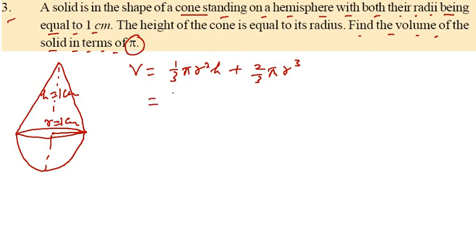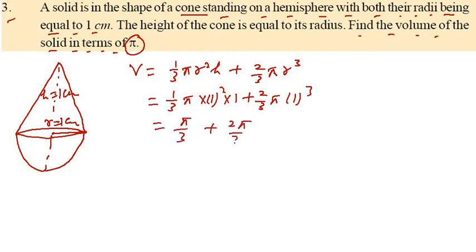Now we have to put the values. So 1/3 pi, r is 1, so 1 square, h is also 1, and 2/3 pi and 1 cube. So we get pi by 3 plus 2 pi by 3. So that one is 3 pi by 3. So 3 cancels out and we get pi centimeter cube. And that one is your answer.